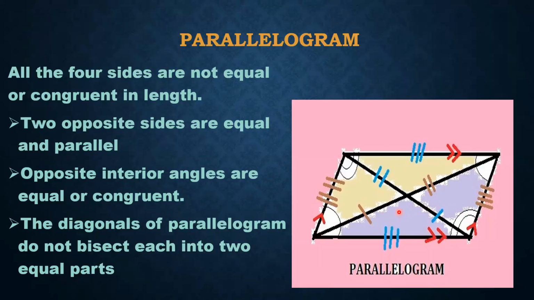It's also called a quadrilateral because it has four sides, but not all four sides are the same. The two opposite sides are the same. The two opposite sides are parallel. The interior angles, the opposite interior angles, are also equal. Okay, good.